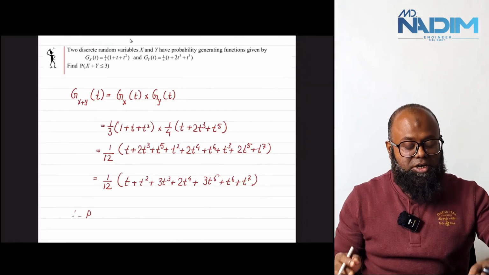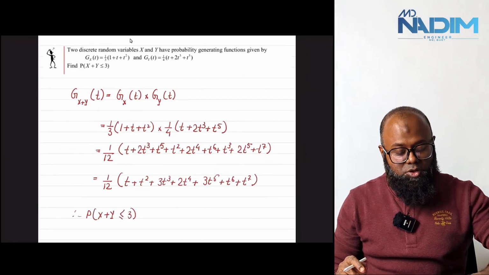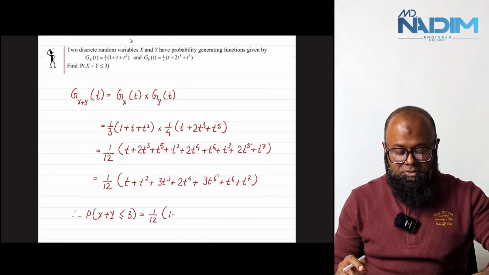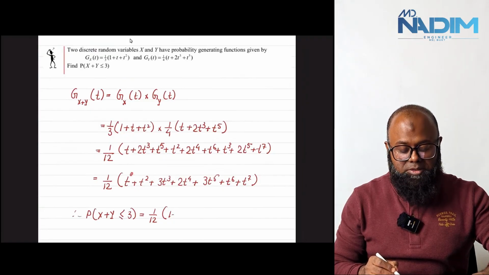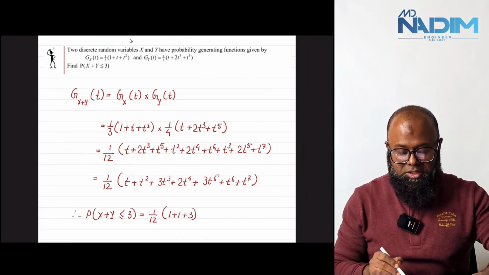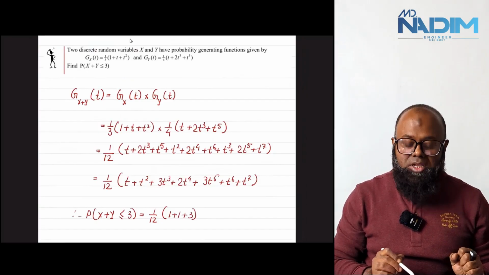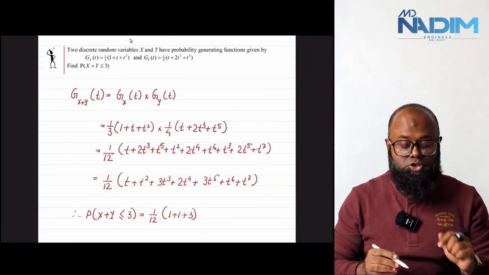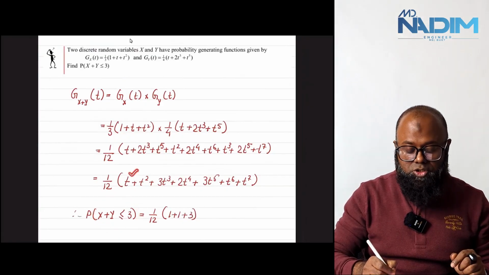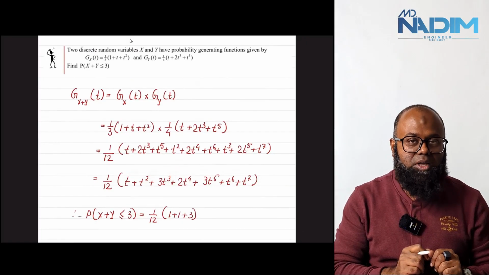Now, we are asked to find the probability of X plus Y less than or equal to 3. So, as you know, this is the probability of X plus Y less than or equal to 3. That means here the power is 1, 2 and 3. So, I will take the coefficients of the first three expressions, 1, 1 and 3. As you are asked to find the probability of X plus Y less than or equal to 3, you should select power 1, power 2 and power 3 and take the coefficients from there. That will give you the probability.